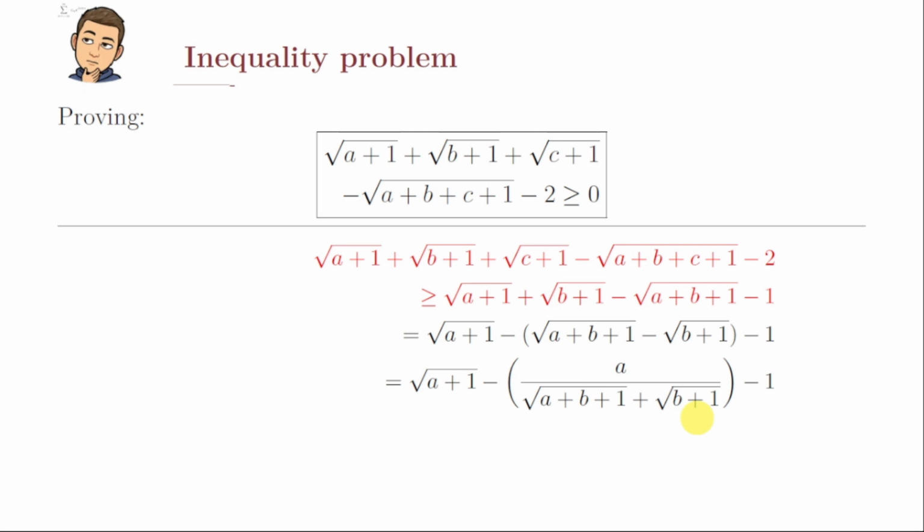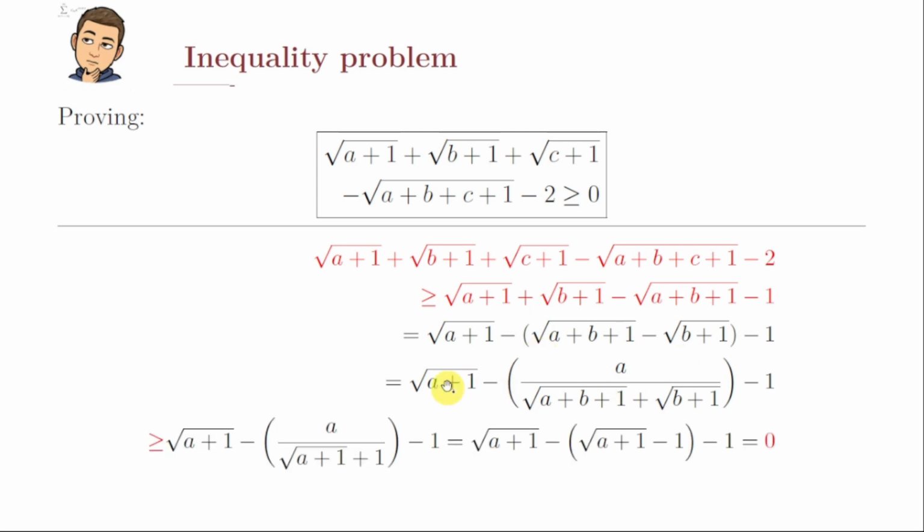And we use an inequality now. We can eliminate the b here because the denominator is smaller and the fraction is bigger, and minus this fraction is more negative. So we have all of this is bigger than or equal to this form without the b. And again, we multiply by the conjugate here. We will get only the square root of a plus 1 minus 1. And all of this is exactly equal to 0.